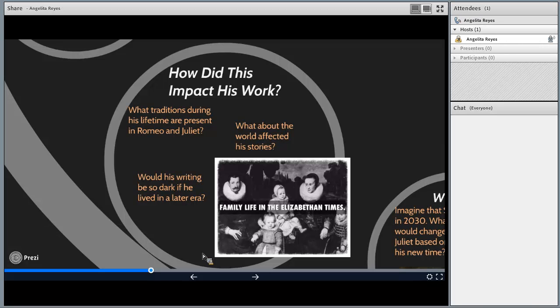And you'll see some of those roles and how the wives maybe don't have as much say in things as you're reading the play, with Romeo and Juliet's parents.